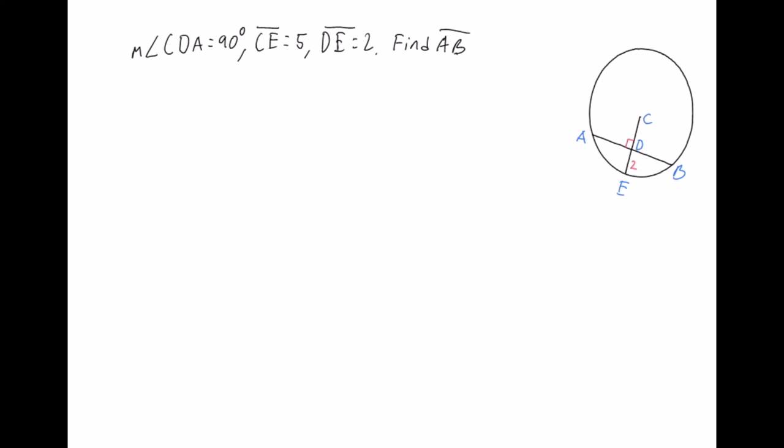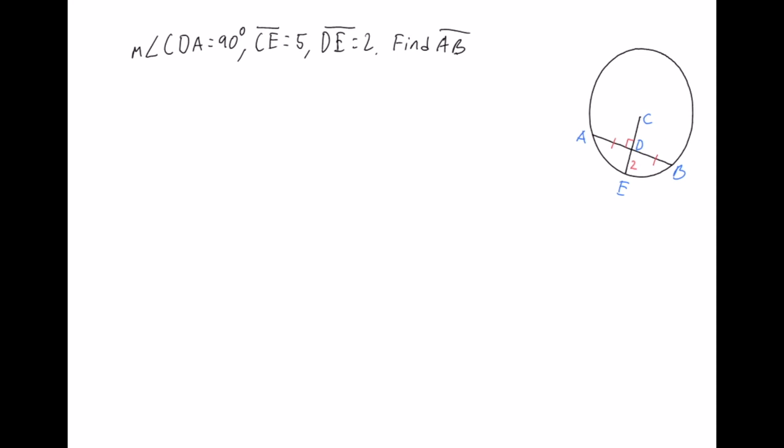So the radius intersects the chord at a 90-degree angle. So based on one of the theorems we just covered, that means AD is congruent to DB. Now, that on its own still doesn't give us anything.